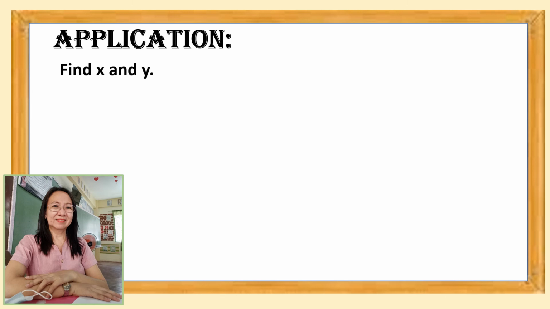Now let us have our application. We have to find x and y in our figure. Now let us analyze first the figure. Our given, as we observe, is 60 degrees and opposite this angle is x. So let us call x the longer leg. And then we have the symbol for 90 degrees and opposite this 90 degrees is our y, which is the hypotenuse. And obviously, the missing angle is 30 degrees. And opposite this 30 degrees is 8. And this 8 is the shorter leg.